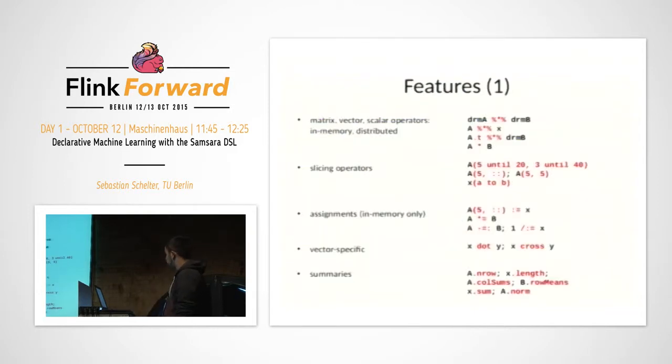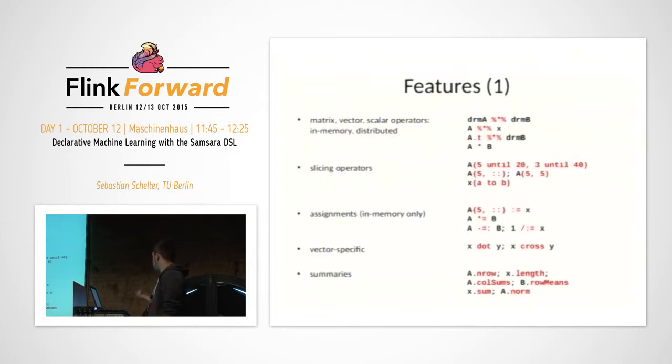You also get the typical things, so you can multiply matrices, you can transpose them, you can combine in-memory matrices and matrices that live in the cluster. You can slice out stuff from matrices. You can also do assignments, but you can only do assignments to in-memory matrices, because as soon as we would provide random access to distributed matrices, this would also be dangerous because it's sometimes very hard to scale if you can't predict the access pattern.